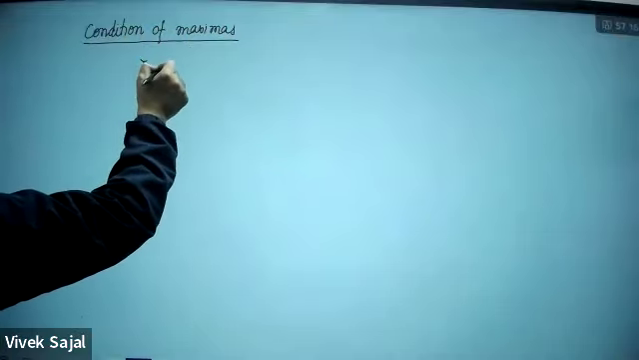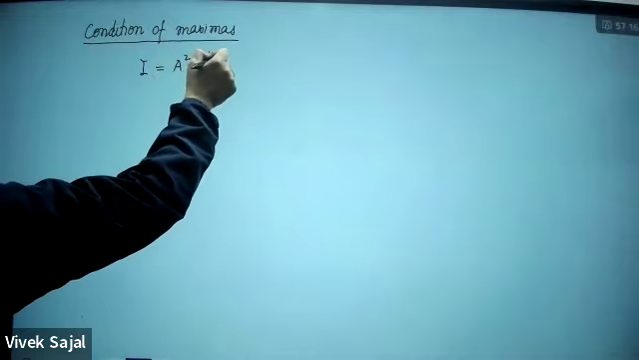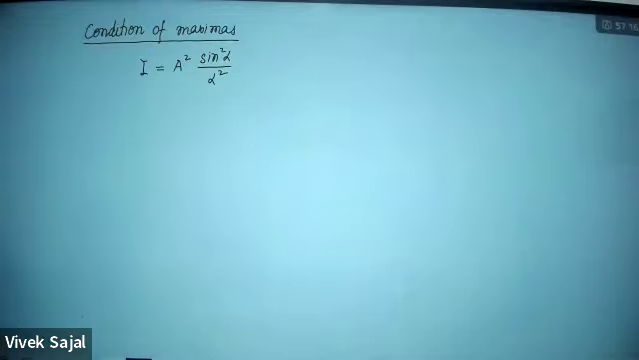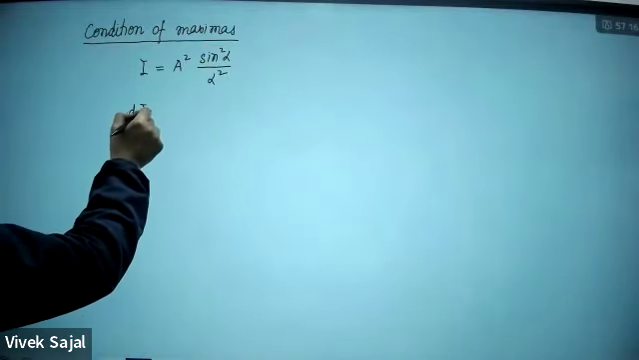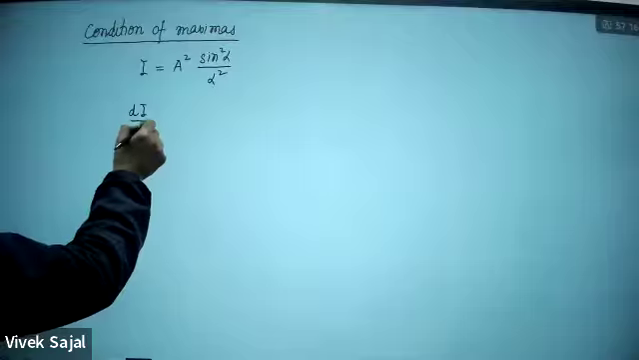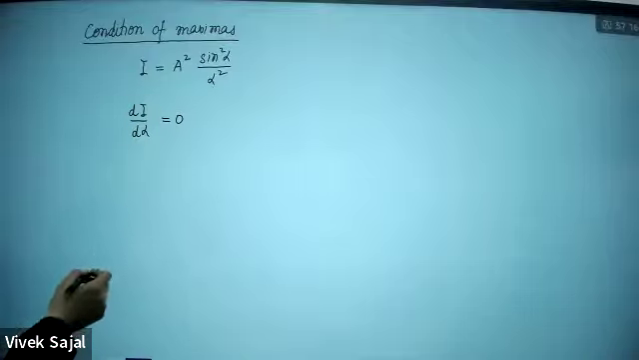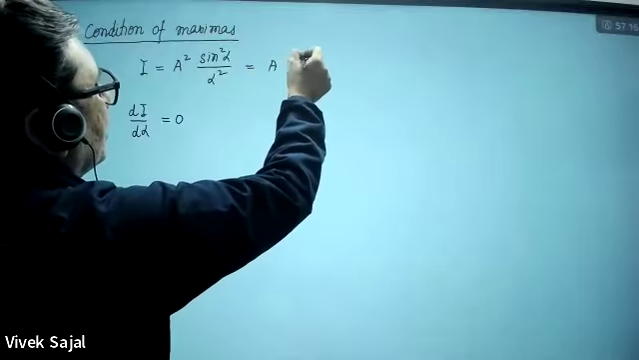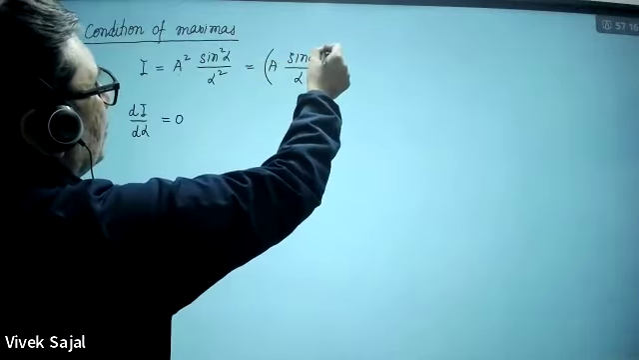So this I will be A square sin square alpha upon alpha square. For maxima, dI by d alpha, alpha or theta is variable, so dI by d alpha will be equal to 0. So you can write this as A sin alpha upon alpha, and whole square of this.